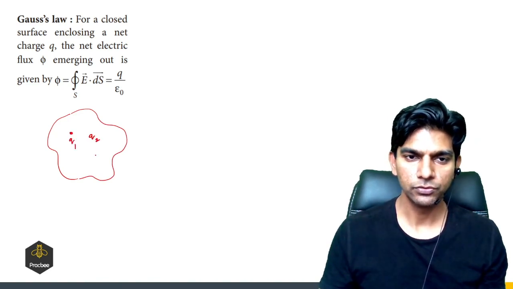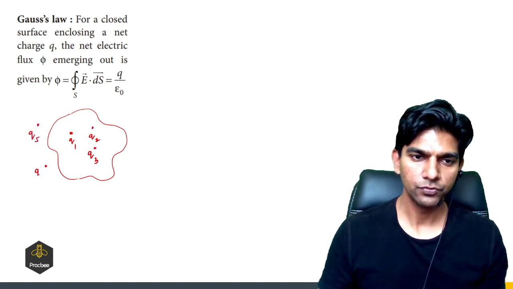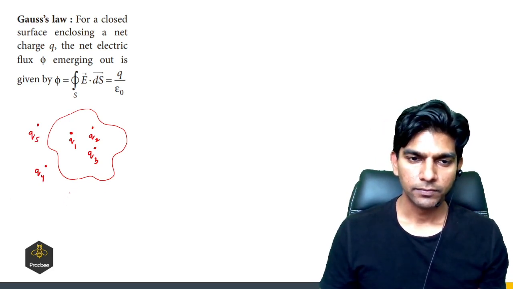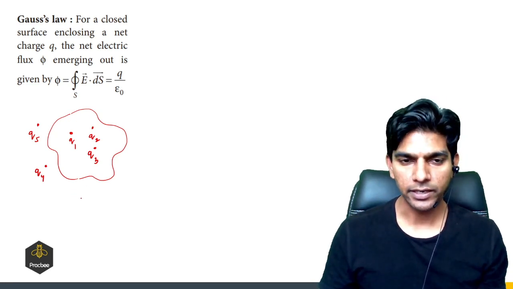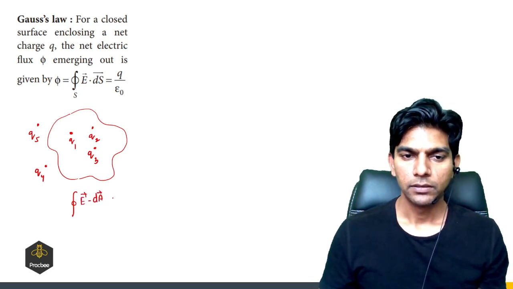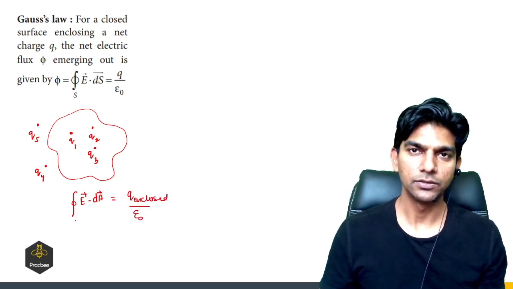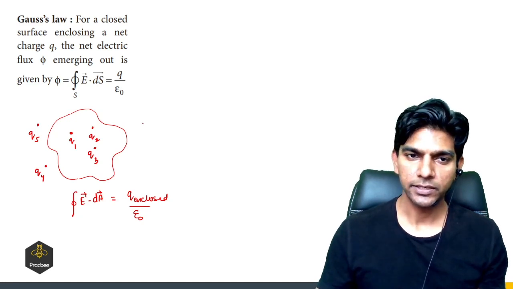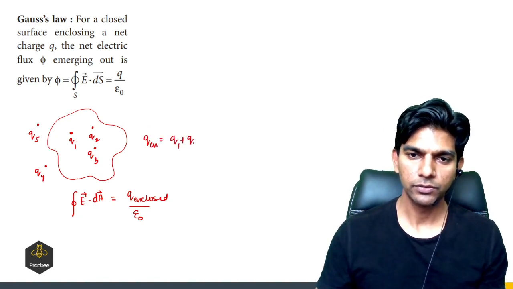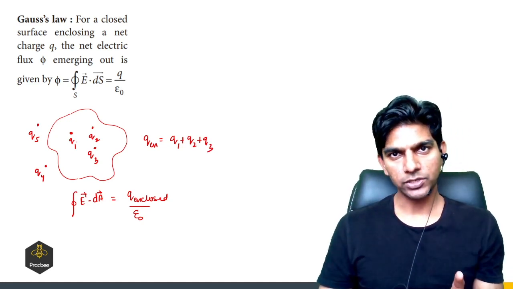Let us say Q1, Q2, Q3. And there are some charges which are placed outside, say Q5, Q4, right? According to this law, if we find the flux through this entire surface, which is closed integral E dot dA, it comes out to be equal to the net charge enclosed by this closed surface divided by epsilon naught. Now, what is the enclosed charge in this case? It will be the sum of Q1, Q2, and Q3. And we have to add charges algebraically, right? If we have a negative charge, we have to take it as negative only.